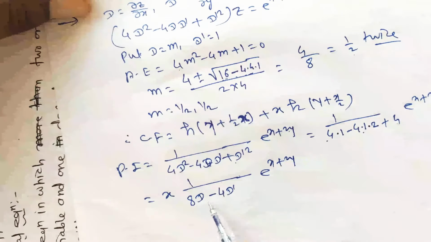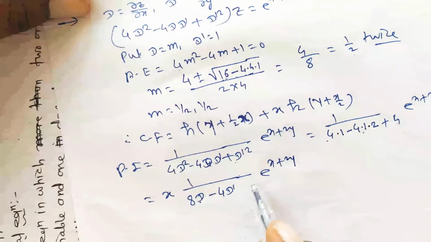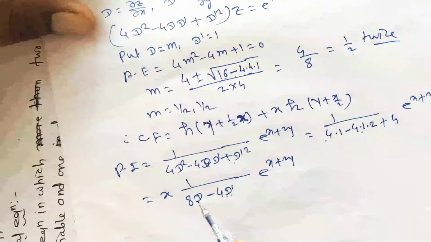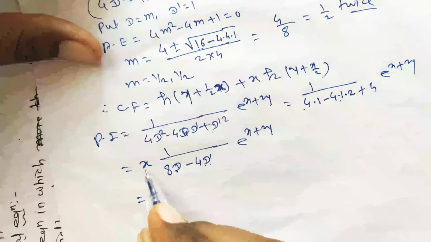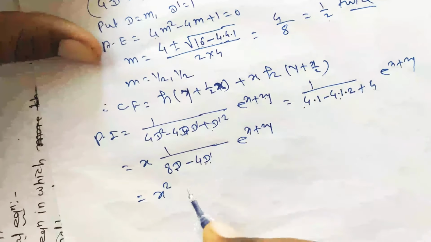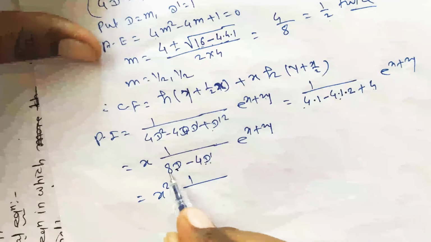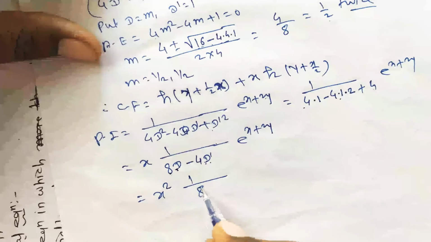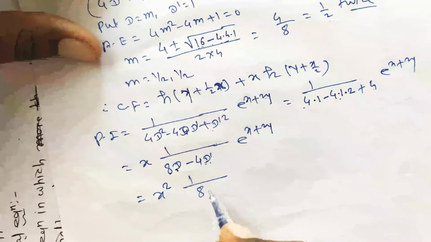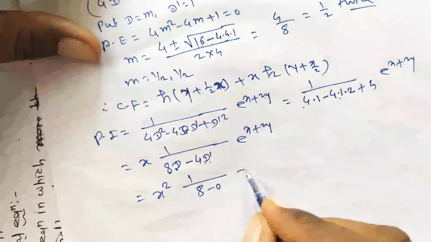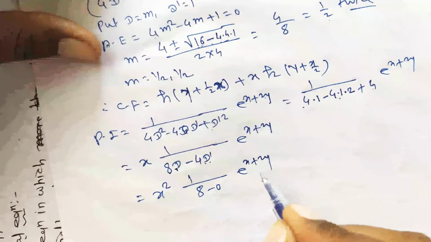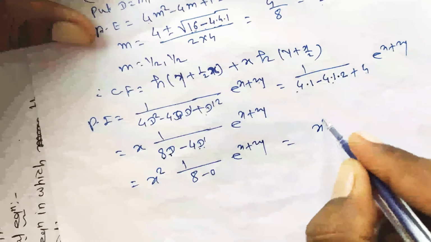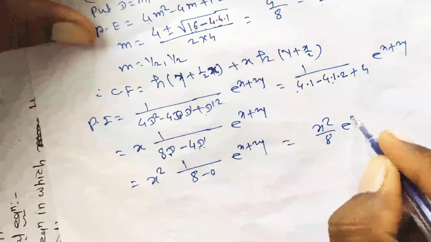Here again, if you put D equal to a, meaning D equals 1 and D dash equals 2, then again 8 minus 8 is 0, so the case fails. So multiply by x: x into x is x square, into 1 upon, taking the derivative of this term with respect to D, that is the derivative of 8D is 8 and the derivative of minus 4D is 0, into e to the power x plus 2y.